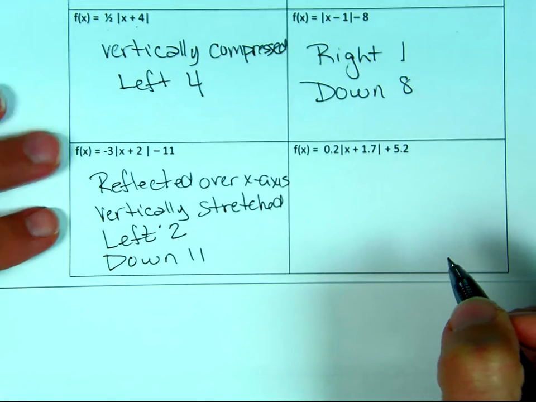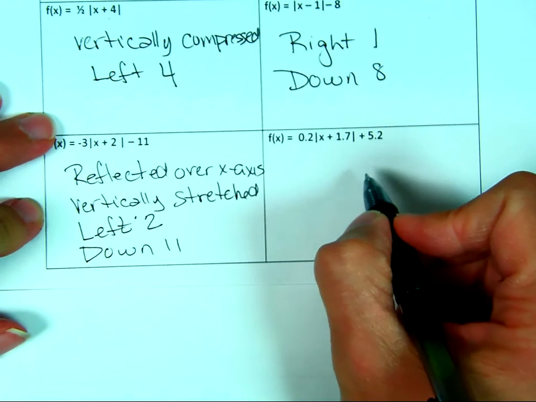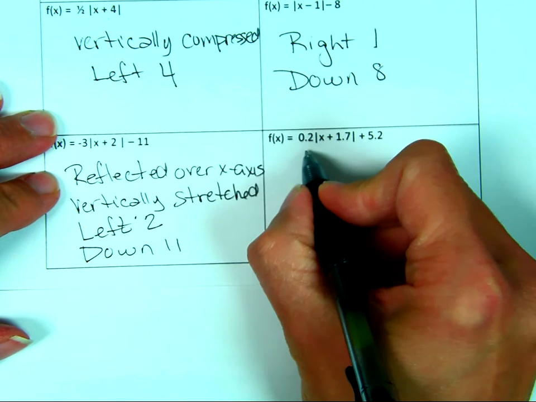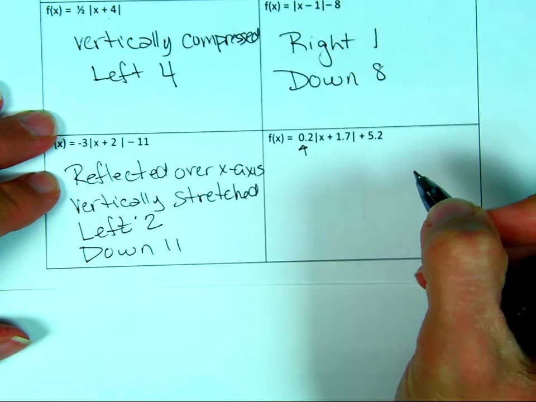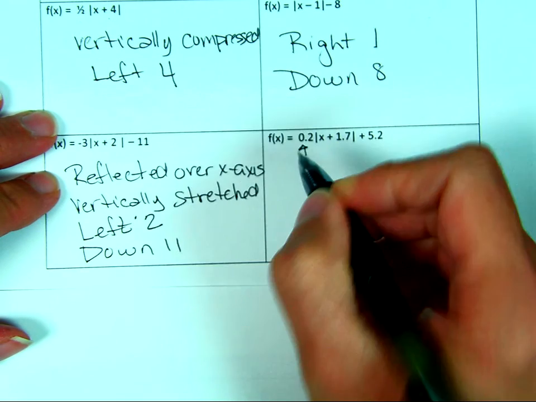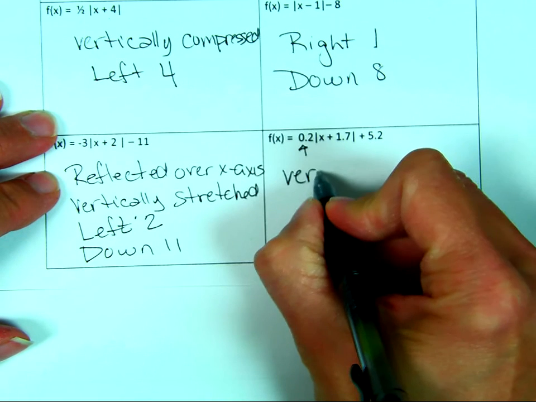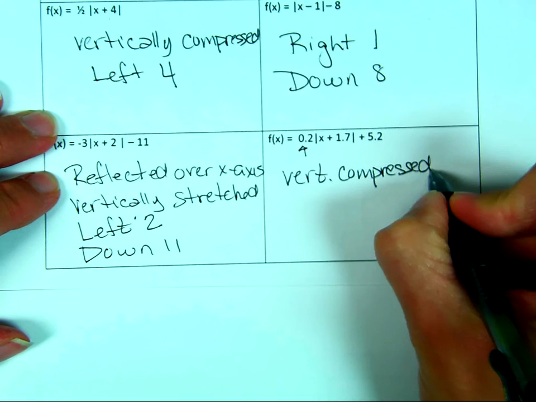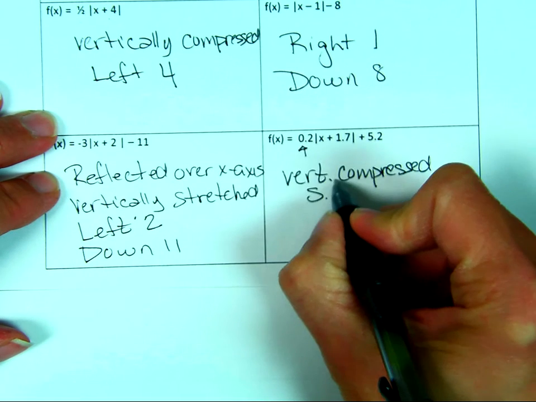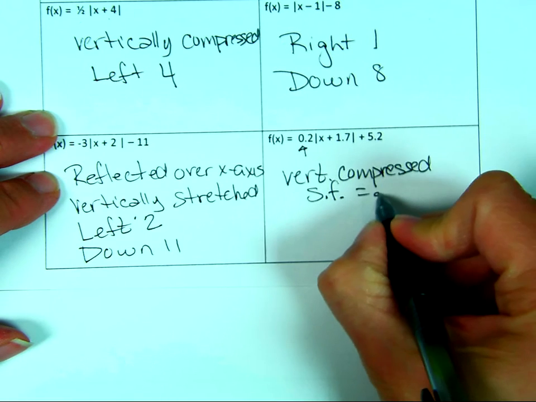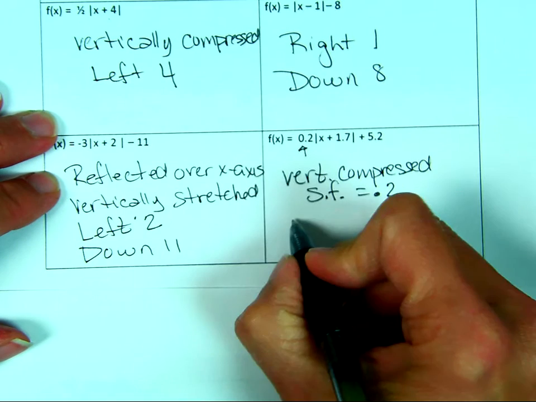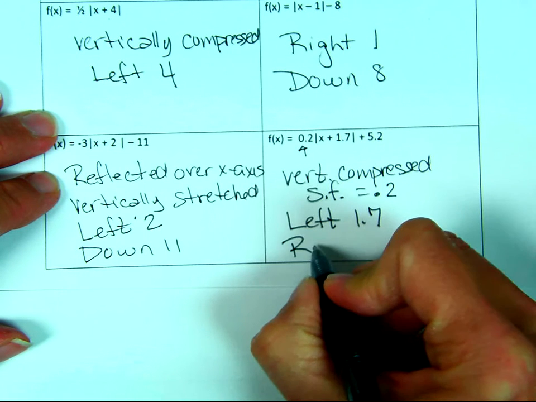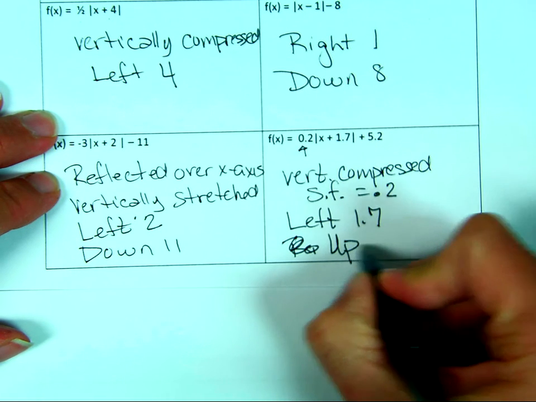Okay, last one. Now, don't freak out just because it's decimals. We'd say the same thing. We'd say, first of all, is this number between 0 and 1 or bigger than 1? It's between 0 and 1, so that means it was compressed. So we say it's vertically compressed. And then if your teacher tells you to use the scale factor, our scale factor, I'm just going to say SF for scale factor, would be 0.2 or 2/10. Then we went left 1.7 and, I'm sorry, not right, up 5.2.